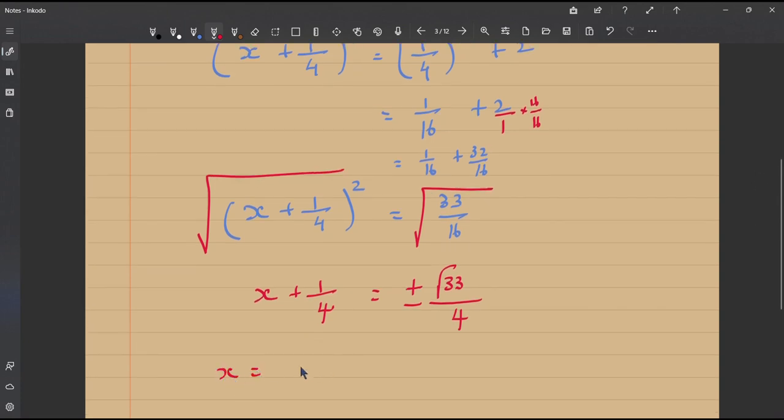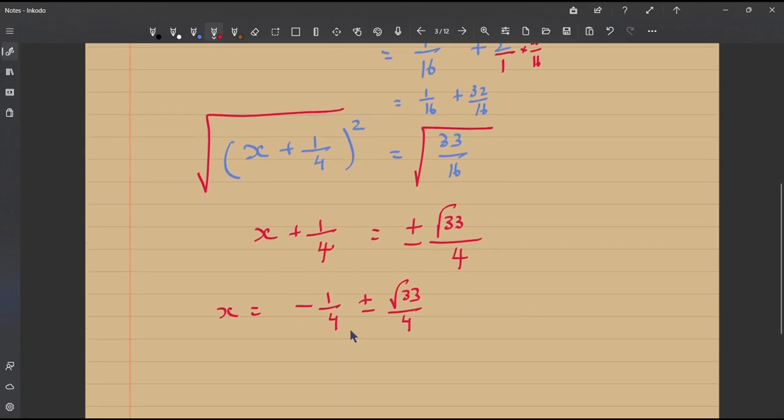And now for the isolation of x, which is our final solution. So x would be equal to minus 1 by 4 plus or minus root 33 by 4, or it can also be written as the two roots separately. The first root is minus 1 plus root 33 by 4, or the other root could be minus 1 minus root 33 by 4.